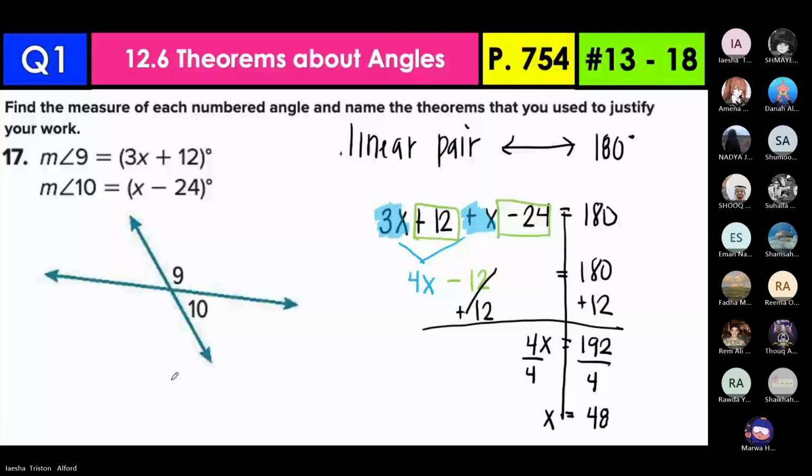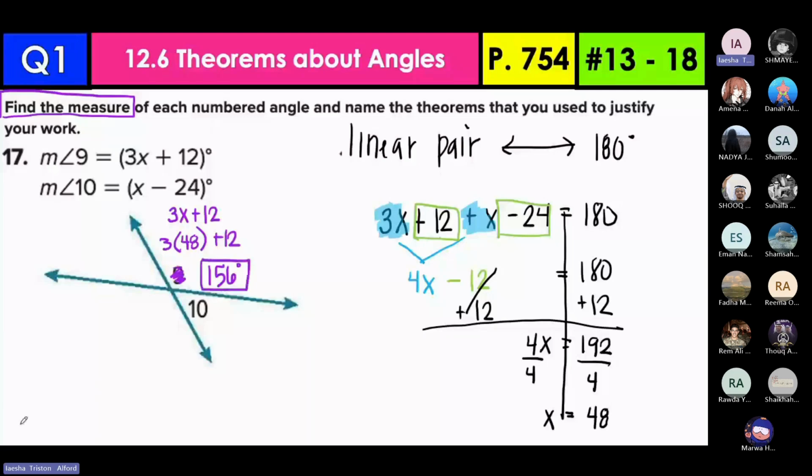What does the question ask you for? Find the measure. It wants the measure. How do you find the measure? 3 parentheses 48 plus 12. That gives you 156 degrees.